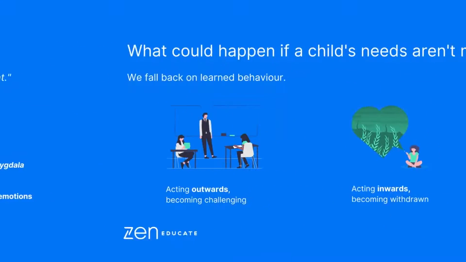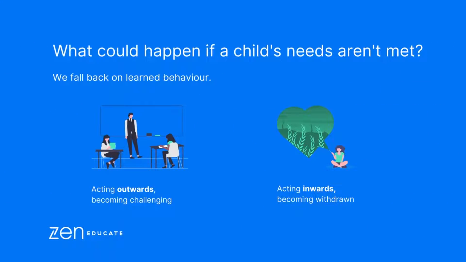When we are born, from the first cry, we require our needs to be met immediately. Then we become more independent as we get older. But if we're not shown how to do this, we fall back to what is known as our learned behaviours, which can be either inward or outward.